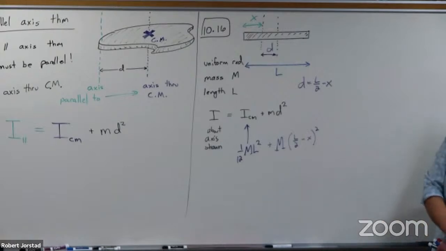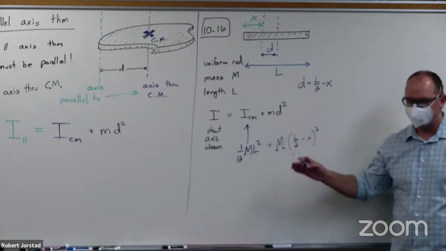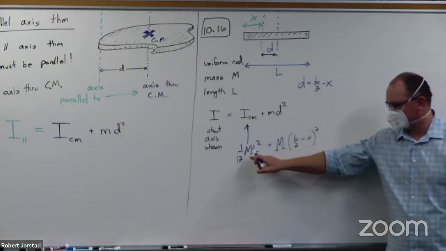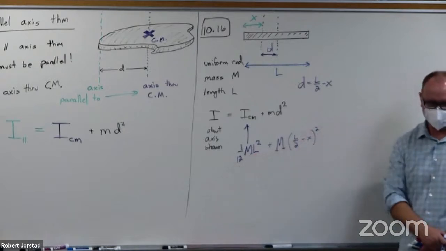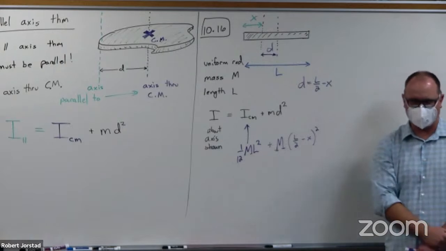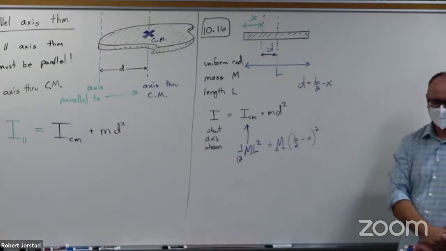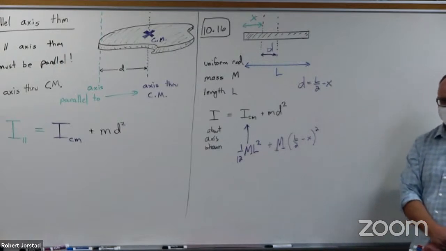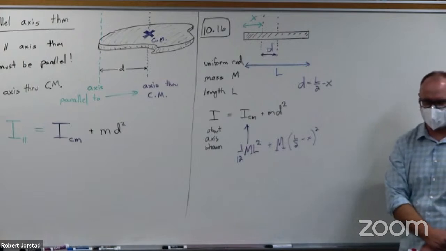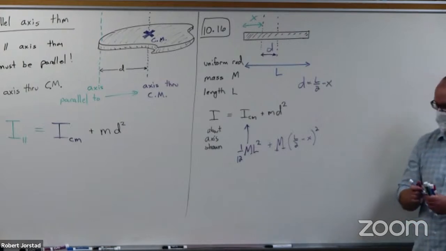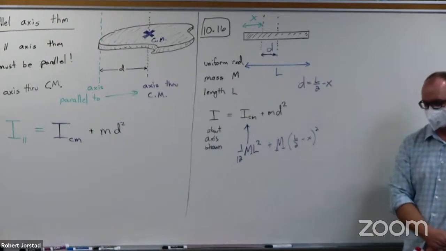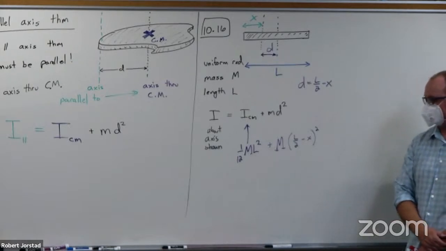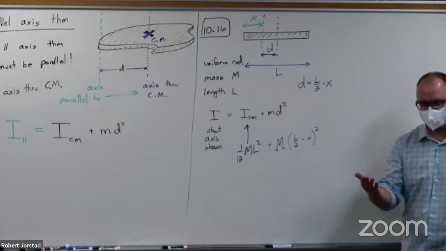I do have a question for you. We could check the units. The units are good. Both terms have kilogram meter squared. What's another way you could check this? Give me special cases for the value of x. What's one special value of x which would be really easy to check? If x equals 0, what should we get?